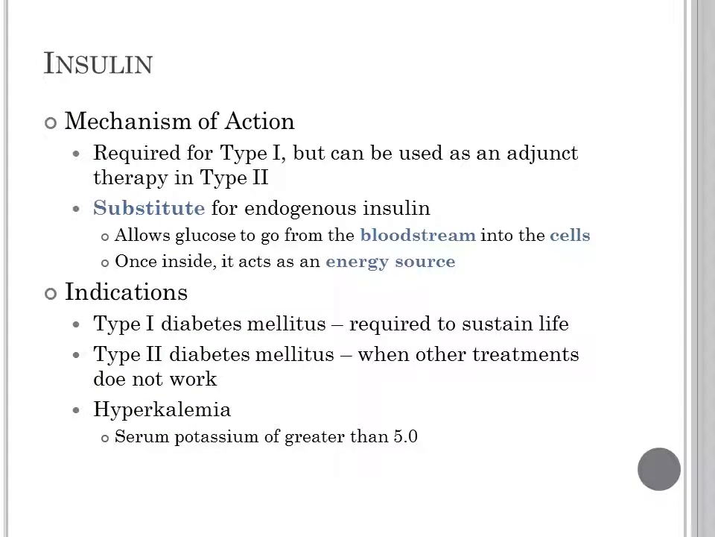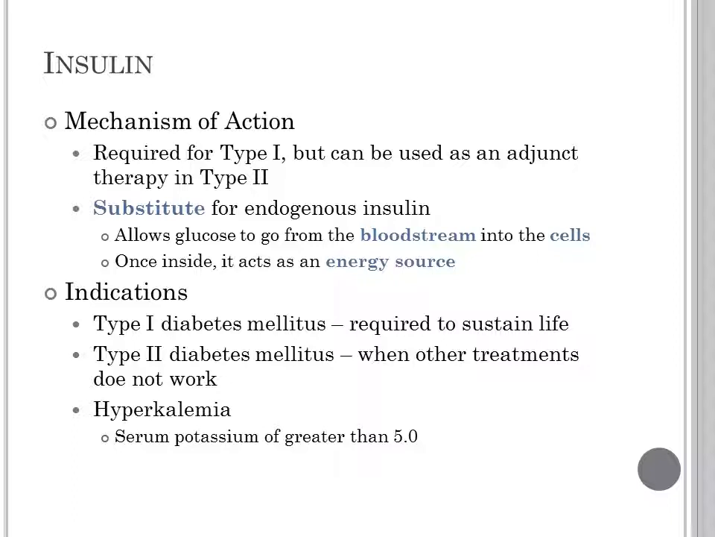We're going to talk now specifically about the medications related to diabetes, with the first one being insulin. Now, insulin is required for type 1 diabetics, but it may only be used as an adjunct therapy with type 2. The reason being, with type 1, remember, those patients do not have a functioning pancreas anymore, so they need some sort of exogenous insulin, external insulin, in their body in order to function.